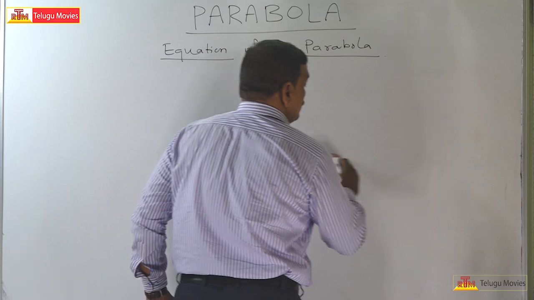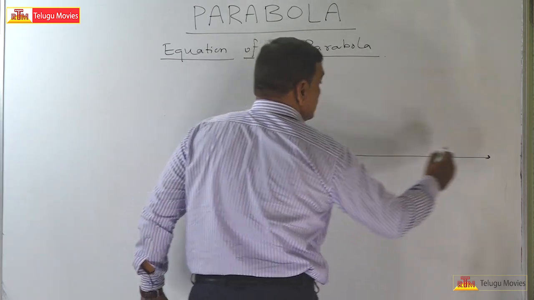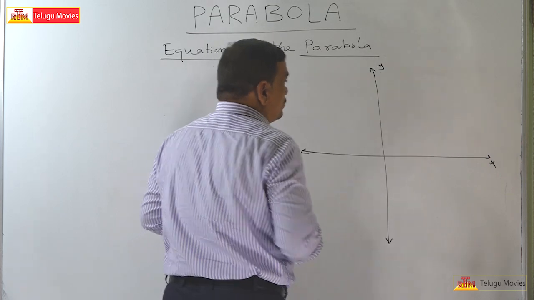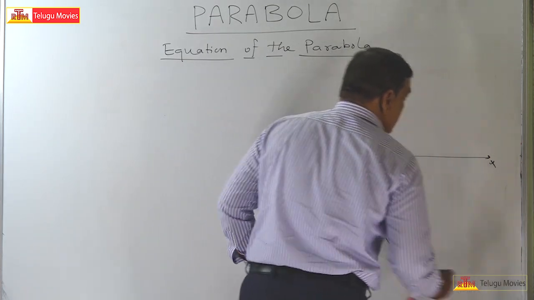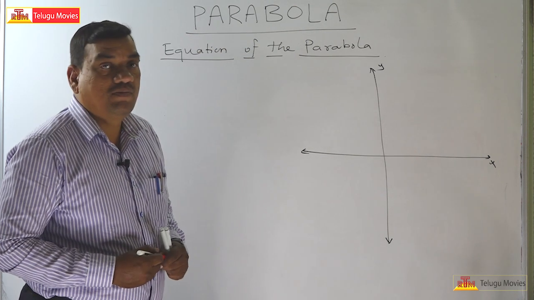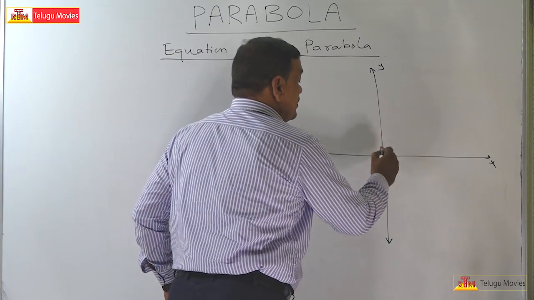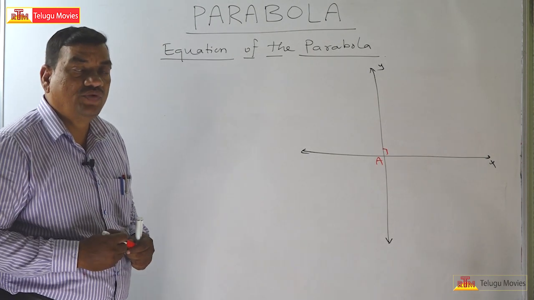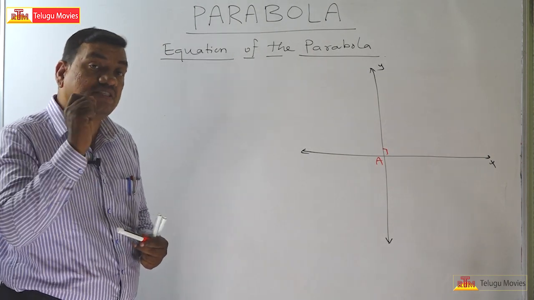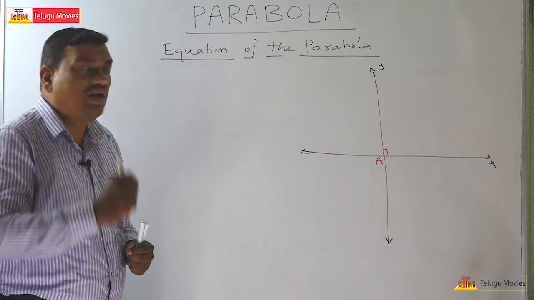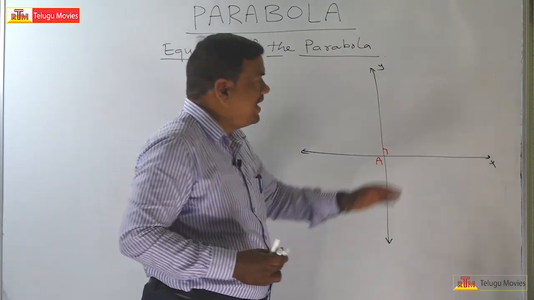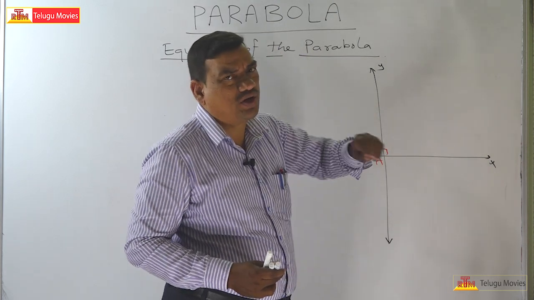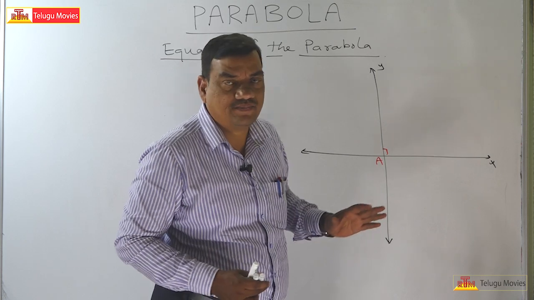two-dimensional plane. So this is the x-axis and this is the y-axis. So the x-axis and y-axis form a two-dimensional plane. This is the origin, let us call it A. The first thing is we have to consider a fixed point. Actually speaking, a fixed point may be anywhere, in the first quadrant, second, third, or fourth quadrant, anywhere we can take.